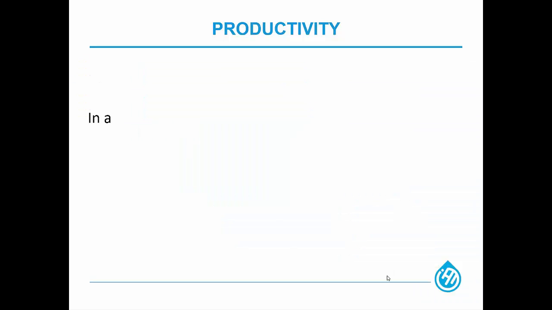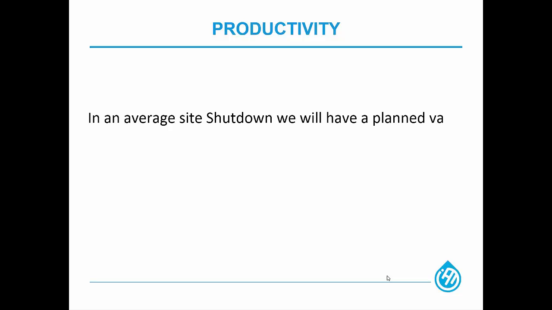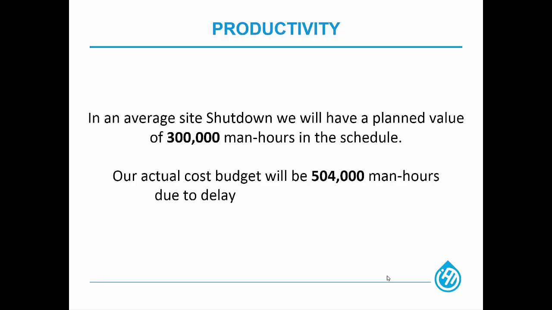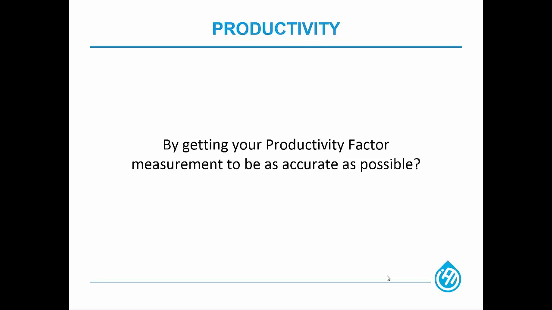So how do we get the scheduled man-hours to match the anticipated cost man-hours? So in this example, a typical shutdown could equate to 300,000 man-hours in your schedule, but the actual cost you will incur will be 504,000 man-hours. The answer is by getting your productivity factor measurement to be as accurate as possible before you even start your maintenance event.